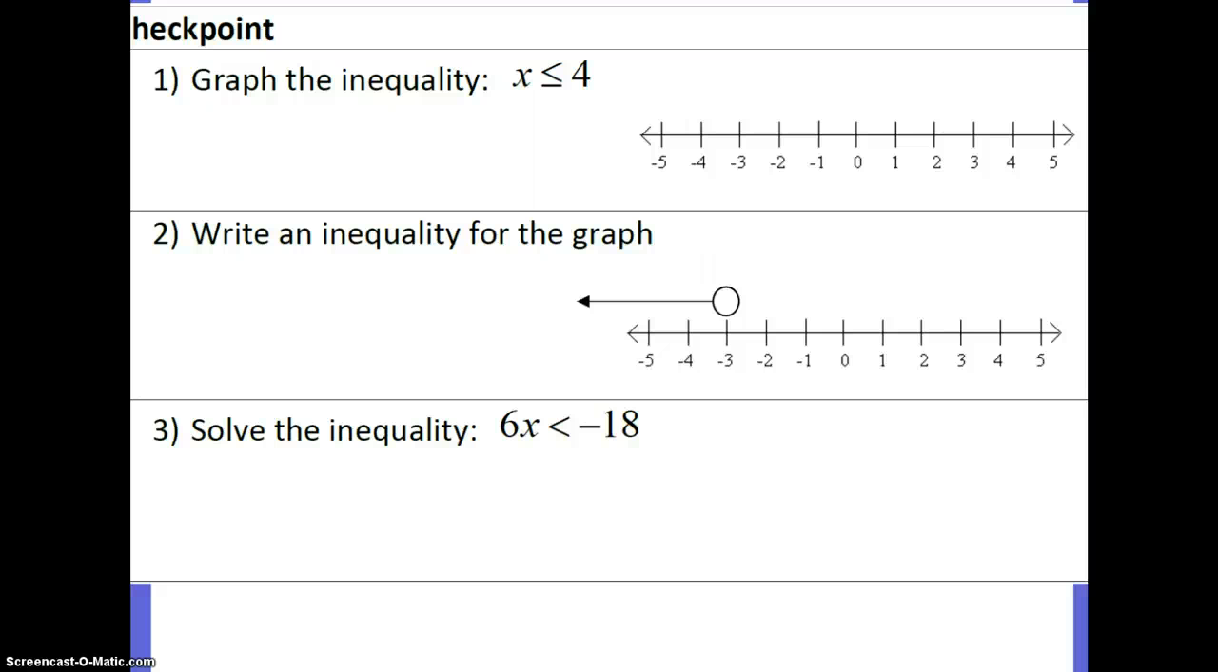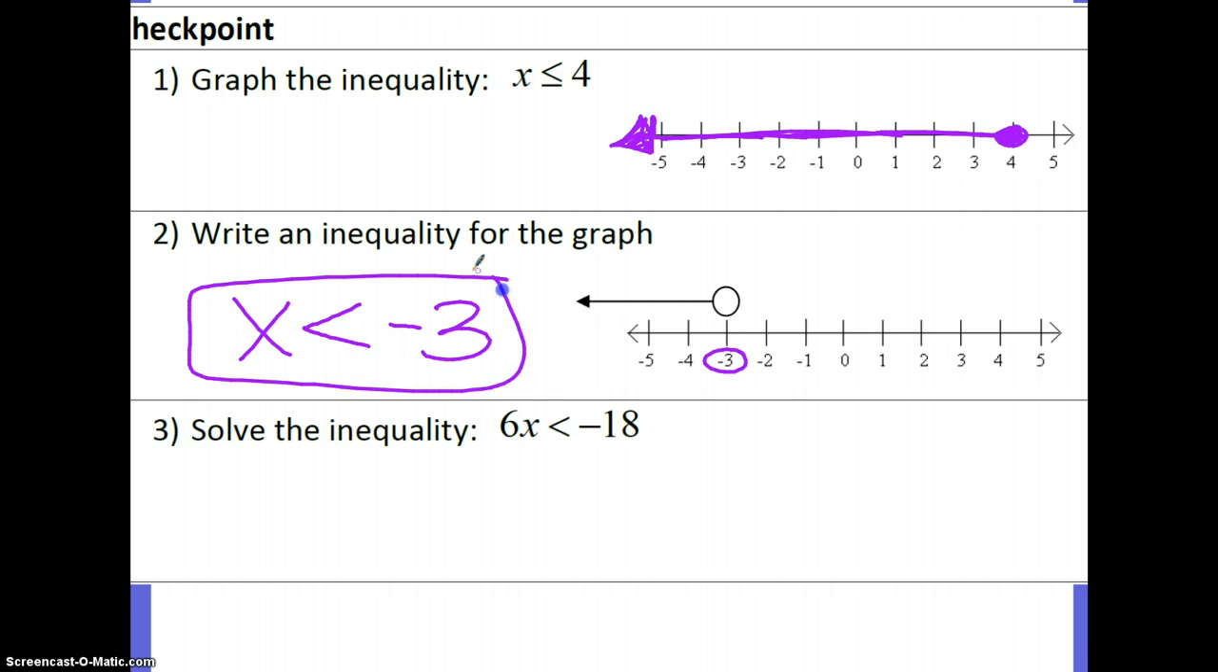So this is just a review. I'm going to go through this kind of fast. So we've got x is less than or equal to 4. I shaded in. It's equal to the 4. And it says less than. So any numbers that are smaller than 4 will be included. Right, the inequality, x. It's headed to smaller numbers, so those are less. And it's not equal to, and the number it's on is negative 3. X is less than negative 3.